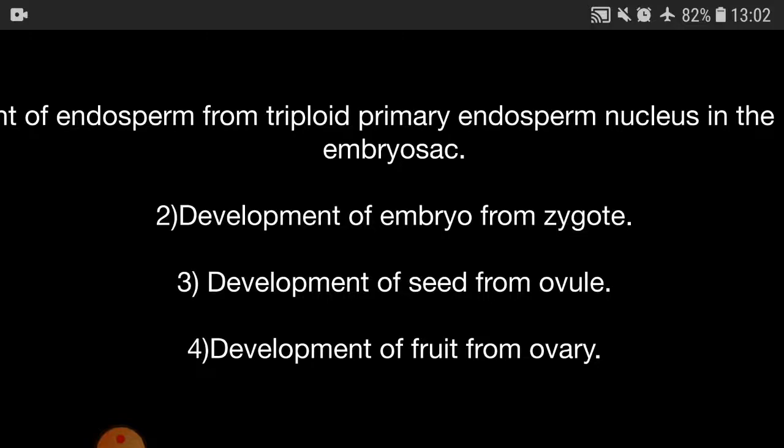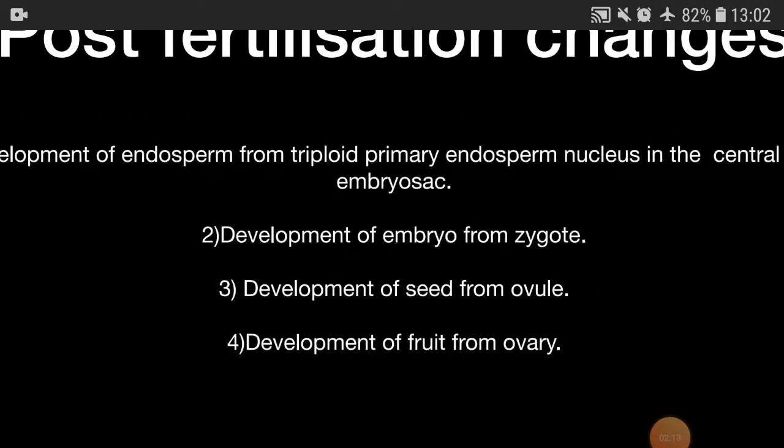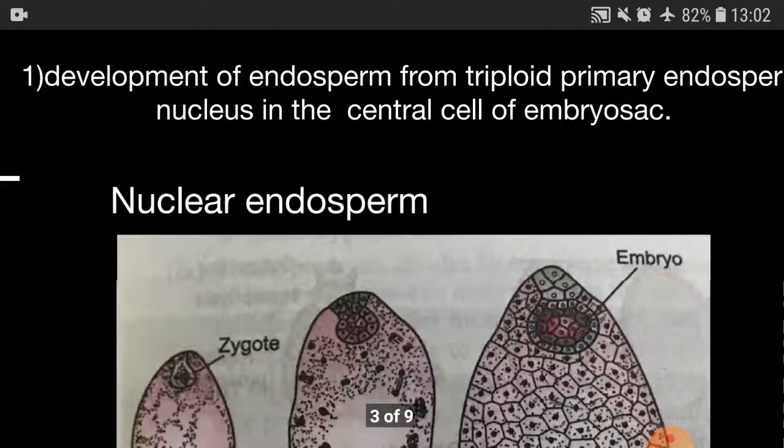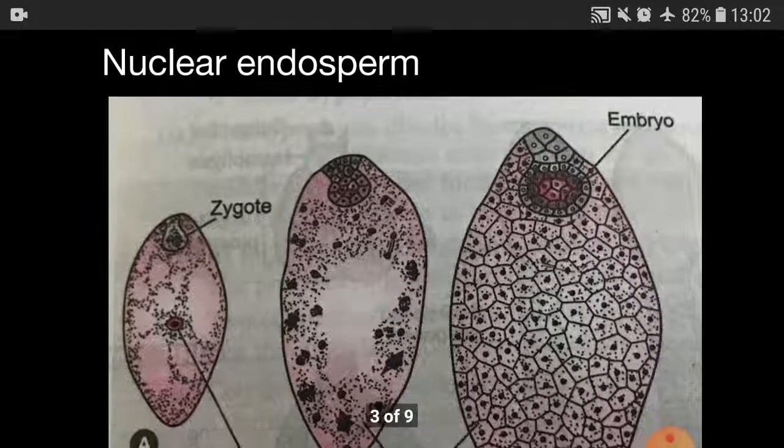Right? So have you seen all these four? Have you seen them? So now we'll take these one by one. The first one we'll start with, that is the development of endosperm from diploid primary endosperm nucleus in the central cell of embryo sac. Here we start with.